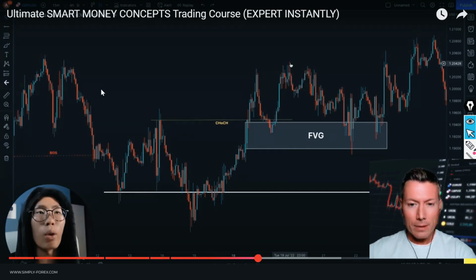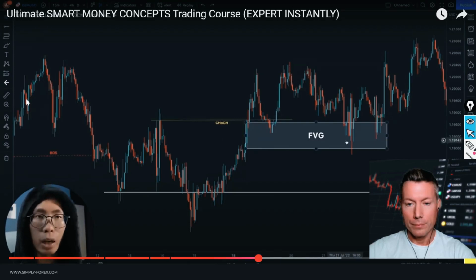Can we? Again, we've had this big candle push up. There's a bit of a gap between here and the close of that candle, and that's what constitutes a fair value gap. Very vague.